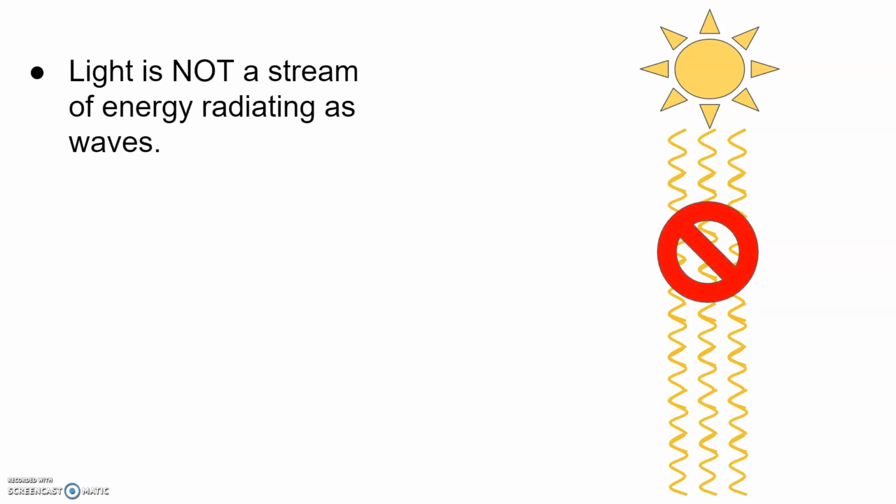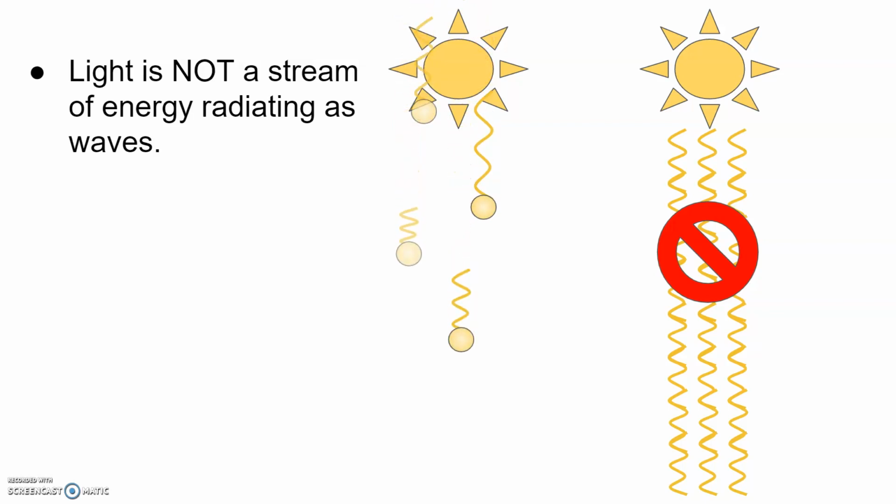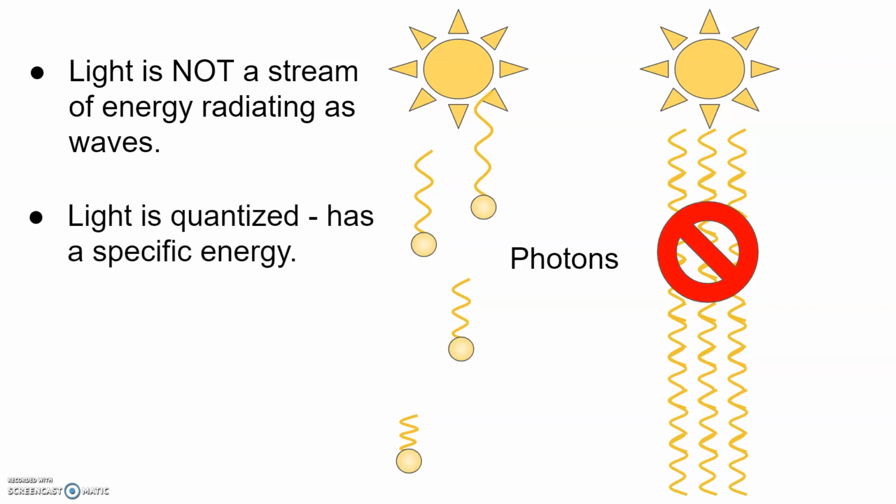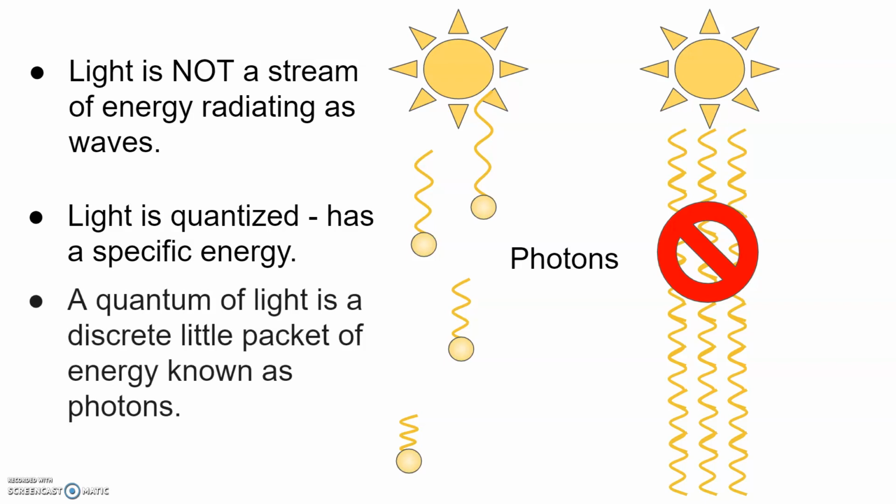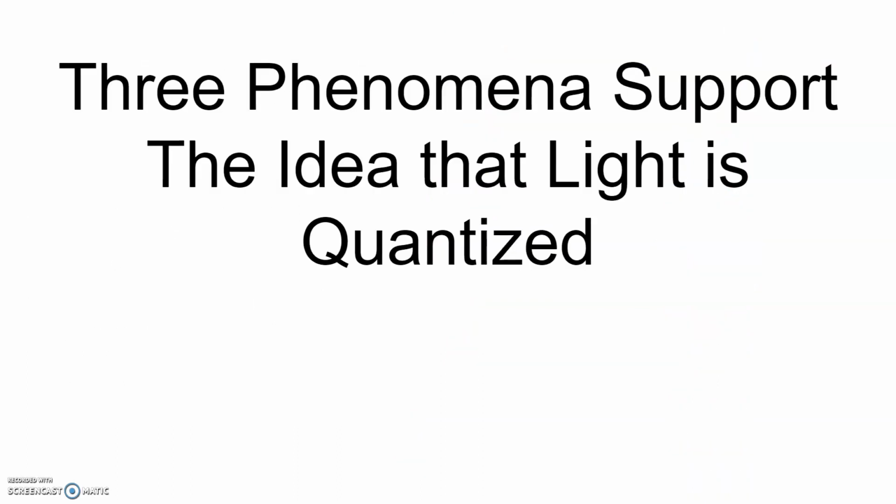Light is not a stream of energy radiating as waves. Instead, what we ought to think about are these little packets of waves coming from our light source. And these little packets are known as photons. And that leads to the idea that light is actually quantized, meaning it has a specific energy. And a quantum of light is a discrete little packet of that energy, and that's known as photons.